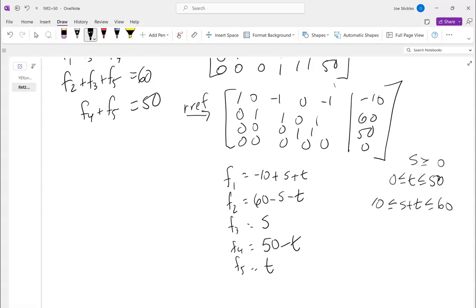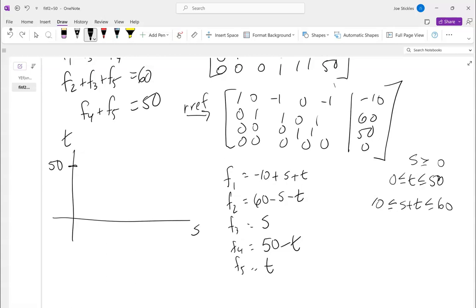If we were to draw a picture here, since I have a two-dimensional region, I could draw a picture. Let's say this is my s-axis, this is my t-axis. The highest my t can be is 50. My s is positive, so I'll be on this side. My t is also positive, so I'll be in the first quadrant over here. You can kind of see that I'm scribbling around there. I didn't know if you could actually see what I was doing. It's kind of hard to see.